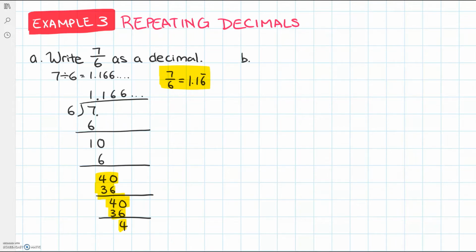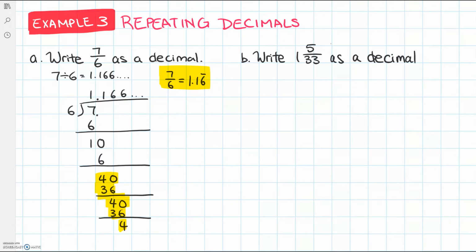So why don't we try another example, and this time I would like you again to pause the video and write this out. Write 1 and 5/33 as a decimal. So now we're putting together a few things we learned today.